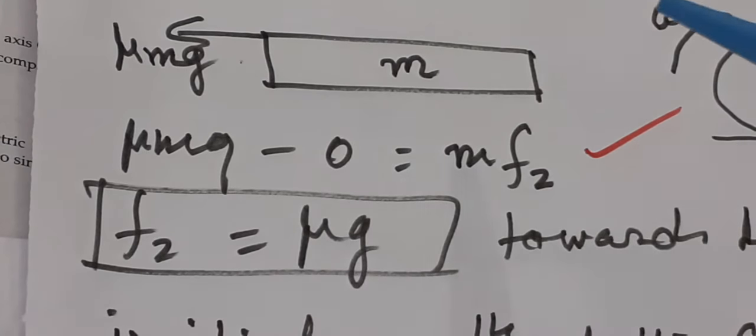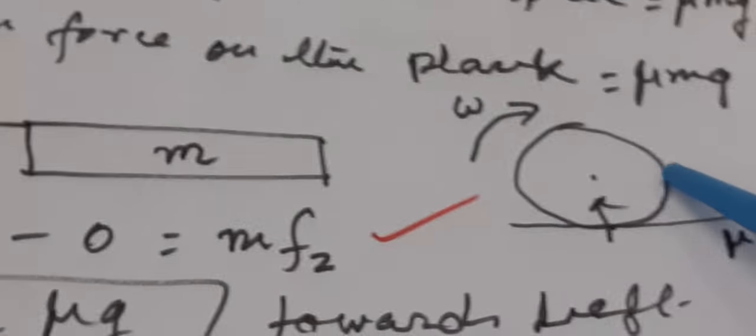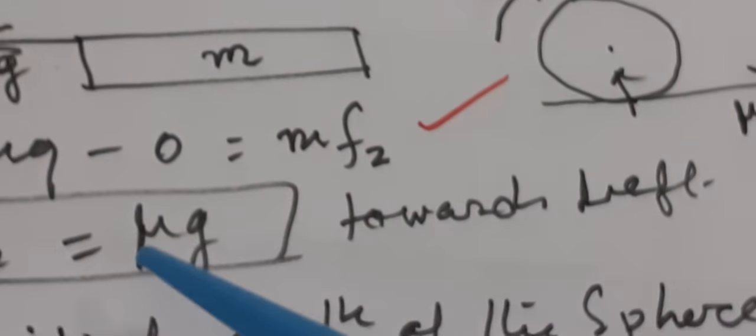Now we have to find out the acceleration of the sphere with respect to this plank. The plank will have an acceleration mu g in this direction, the opposite direction, and both the masses are the same. In the question it is given that the sphere has mass m and the plank also has the same mass. For the sphere, acceleration will be towards the direction of motion, and that will be mu g. Again, it will be mu g.